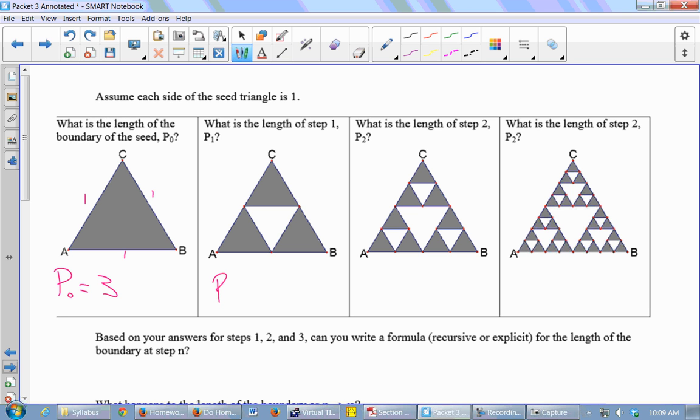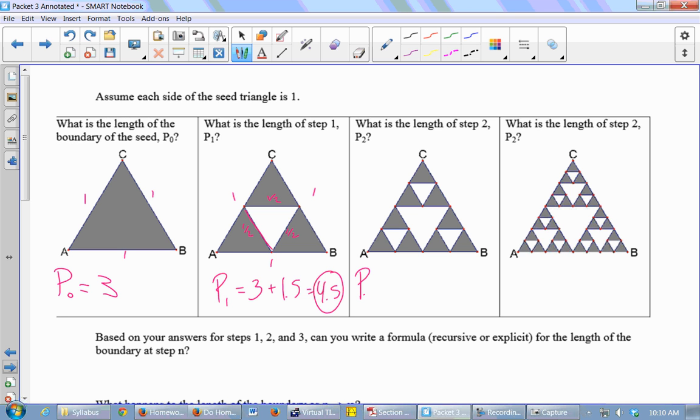What is the perimeter of this step 1 triangle? If each of those other boundaries is the 1. Yep. We still got 1, 1, 1. And then what are the lengths of these guys that we add? 1/2, 1/2, 1/2. So my perimeter, I still have the 3 from the outer, and now I've also added 1 1/2. So my perimeter is 4 1/2.